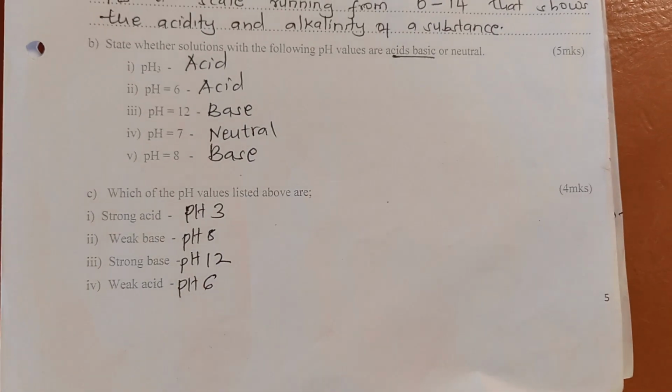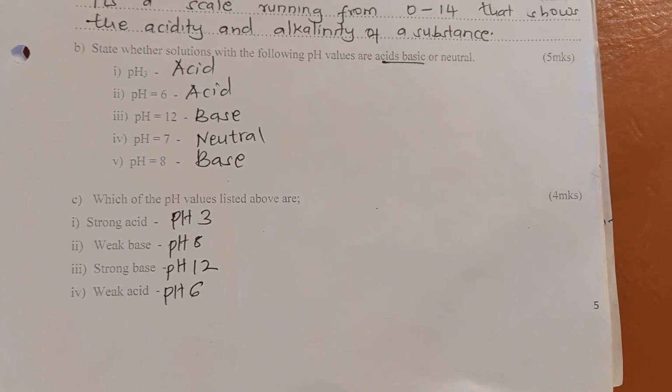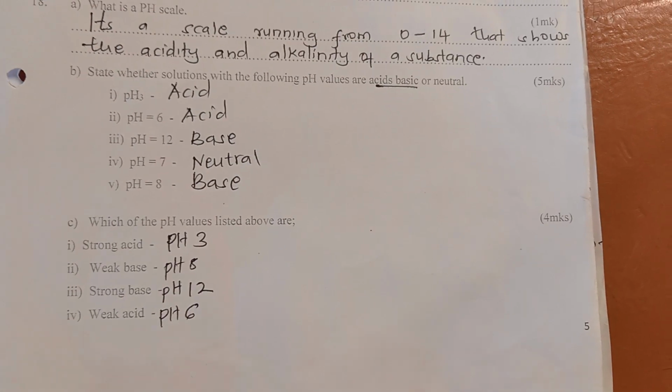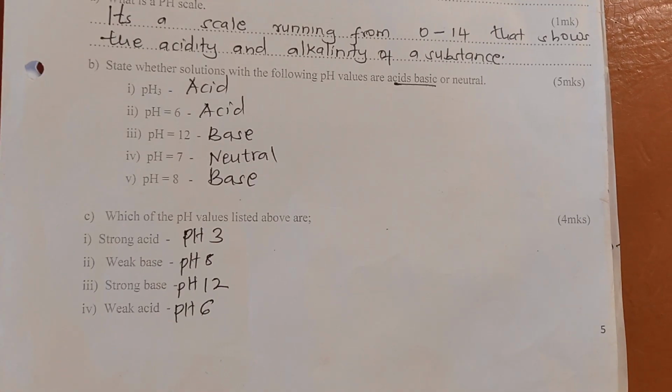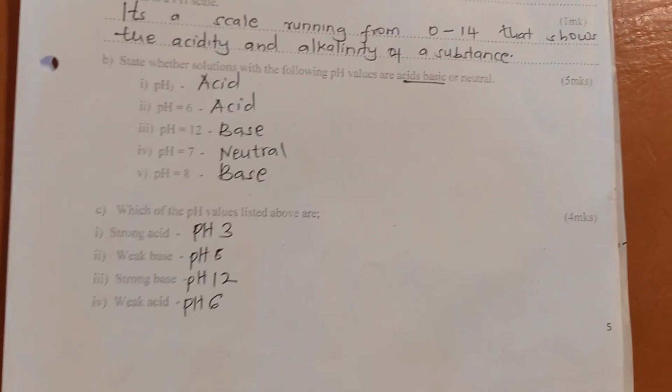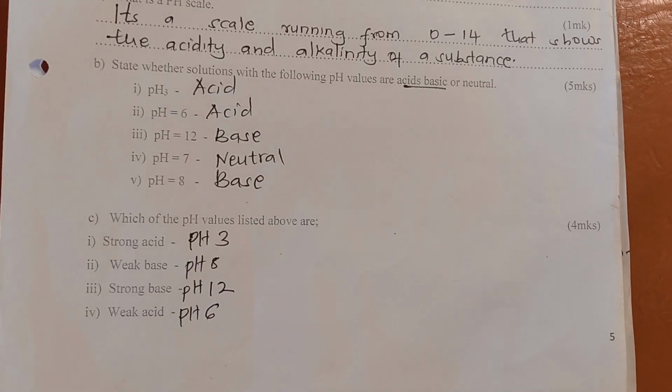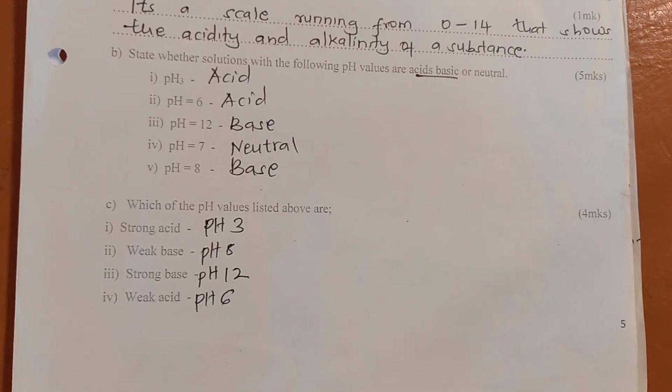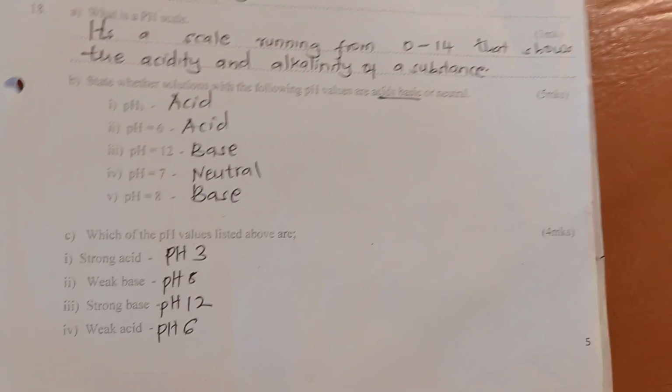Which of the following listed above are strong acids? It's pH 3. It ranges from 0 to 3 or 4 there. Weak base, 8 to 10. Strong base, pH 12. And then a weak acid, pH 6.